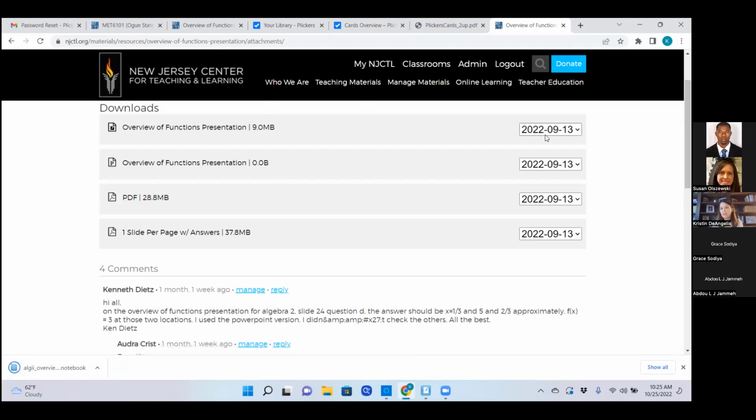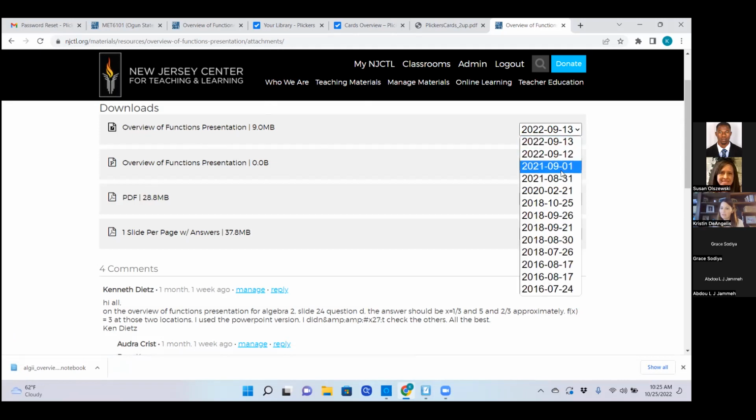It's downloading. You will see a date over on the side. This is the last time the presentation was updated. The nice thing with all of our teaching materials, we can update them on the spot and repost them, and you will instantly have the updated version. If you click on the little drop-down arrow, you can see all the other dates.